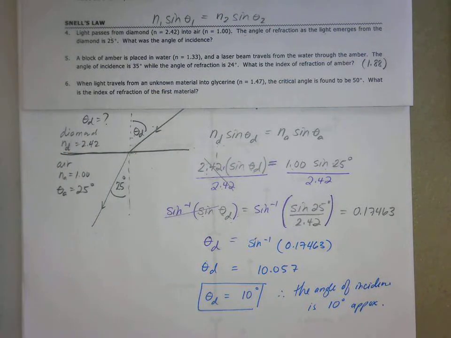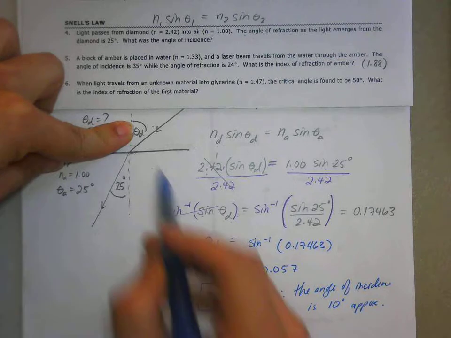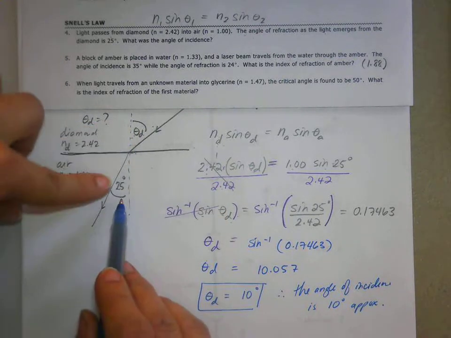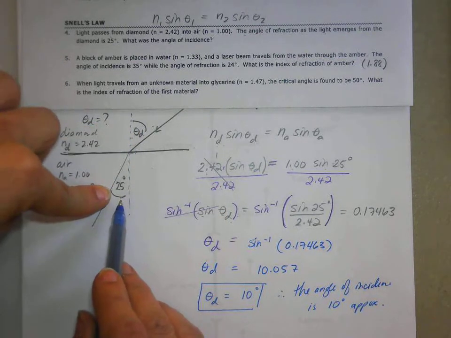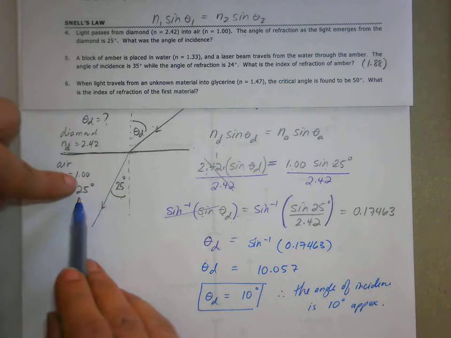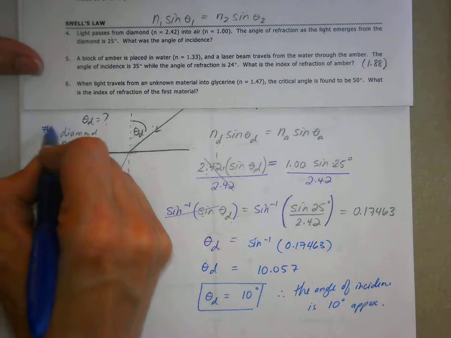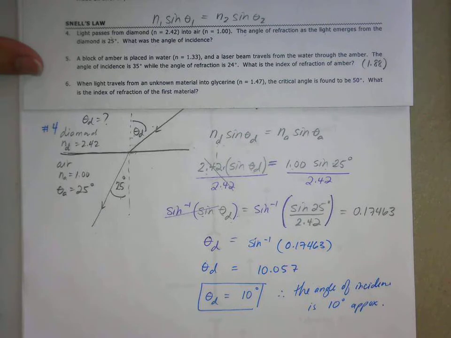All right, and does that make sense? Well, let's think about that. Diamond is really optically dense. So this is going to be 10 degrees, and it should be a larger angle when it emits into air, because air is less dense and it races away from the normal. So that was number 4.